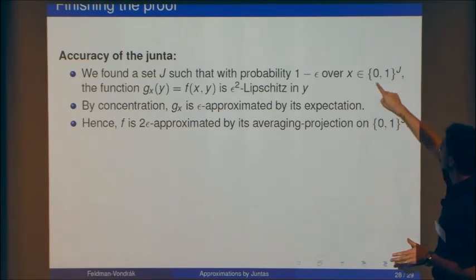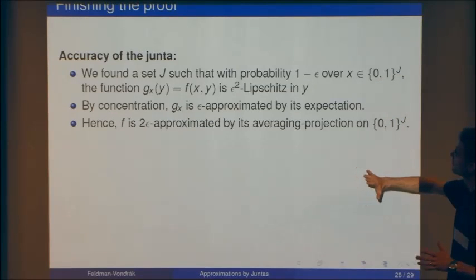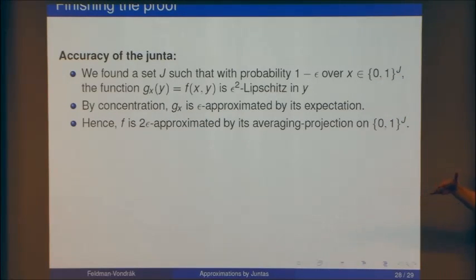So just to wrap up, we constructed some set of variables such that with probability 1 minus epsilon over assignments to these variables, when I look at the remaining variables, the function is epsilon squared Lipschitz. So we get a very nice concentration there. And this implies that it's enough to fix these variables, average out everything else, and you get an epsilon approximation to your original function.